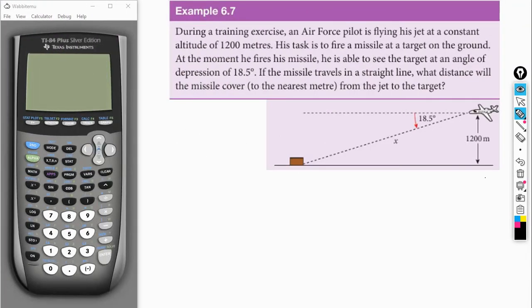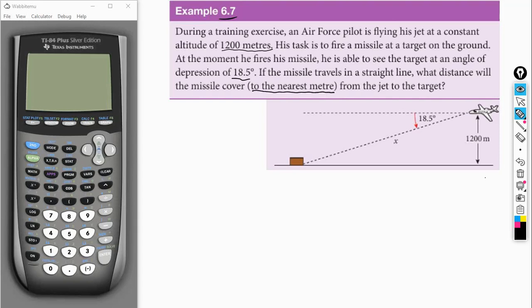Let's continue with example 6.7, and it says, during a training exercise, an Air Force pilot is flying his jet at a constant altitude of 1,200 meters. His task is to fire a missile at a target on the ground. At the moment he fires his missile, he is able to see the target at an angle of depression of 18.5 degrees. If the missile travels in a straight line, what distance will the missile cover to the nearest meter from the jet to the target?